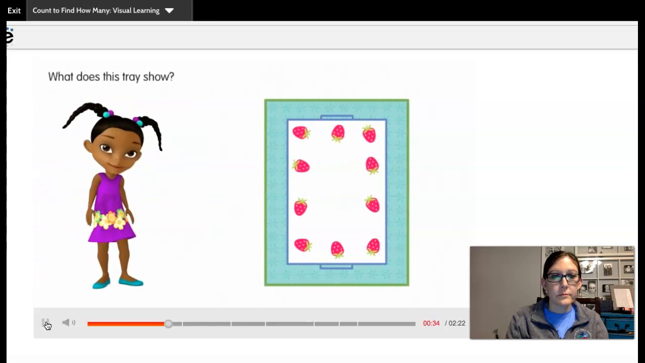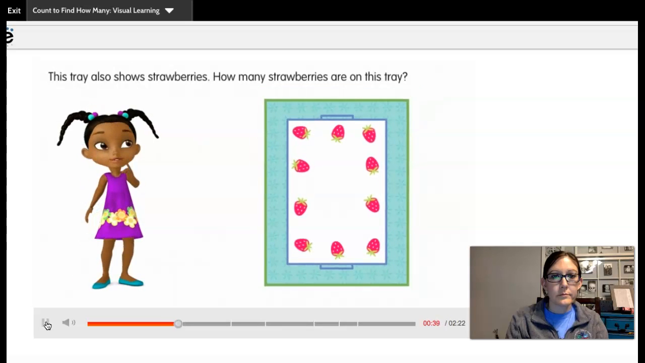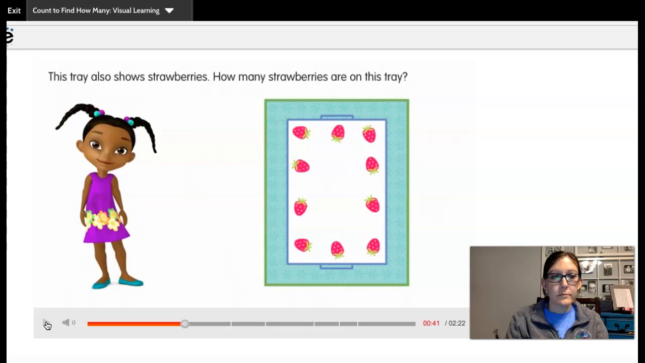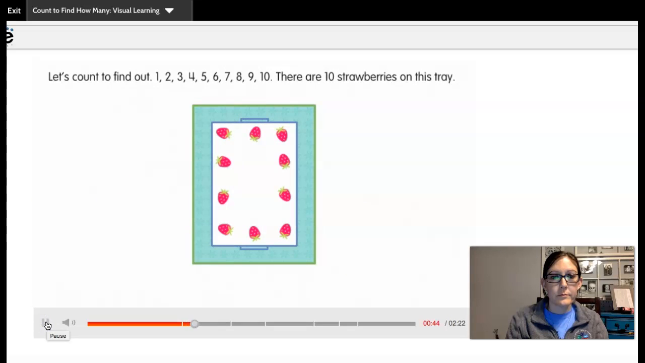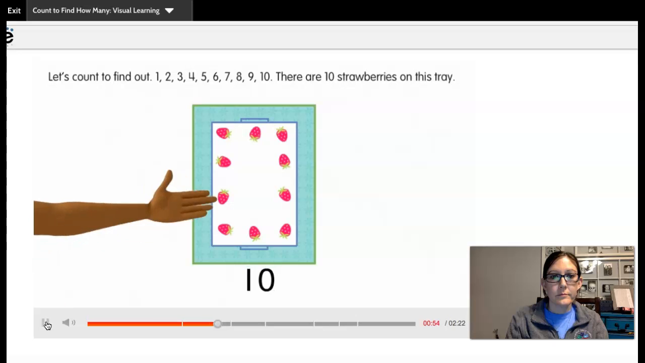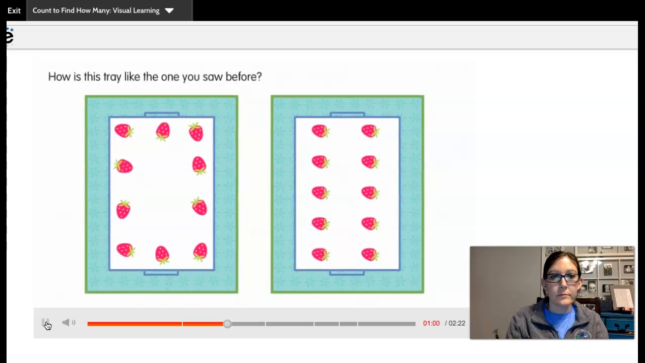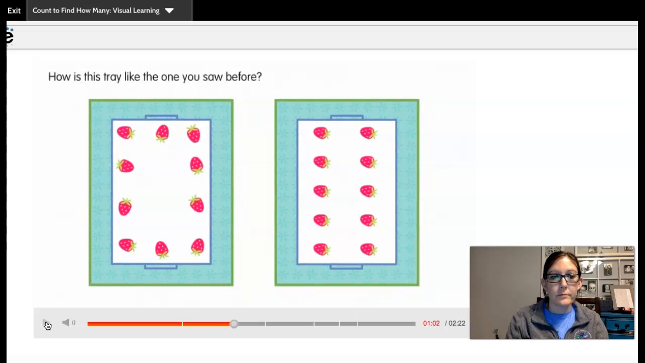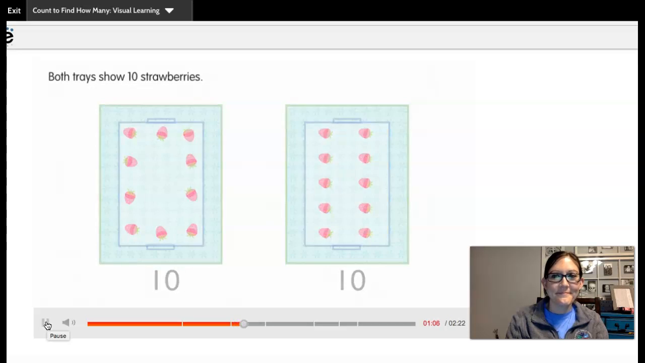What does this tray show? This tray also shows strawberries. How many strawberries are on this tray? Let's count to find out. 1, 2, 3, 4, 5, 6, 7, 8, 9, 10. There are 10 strawberries on this tray. How is this tray like the one you saw before? Both trays show 10 strawberries.